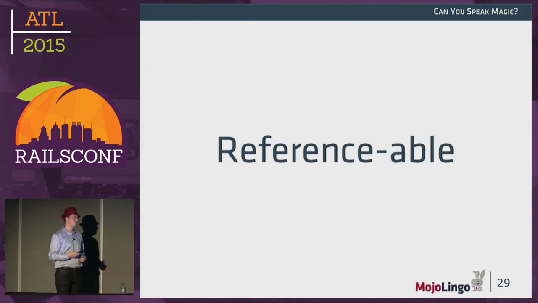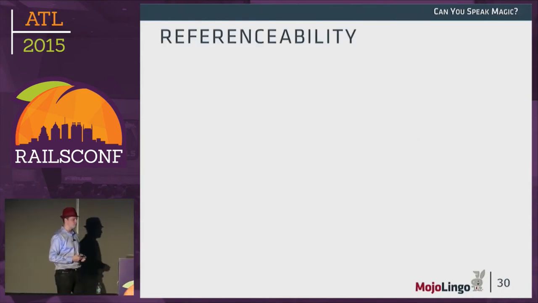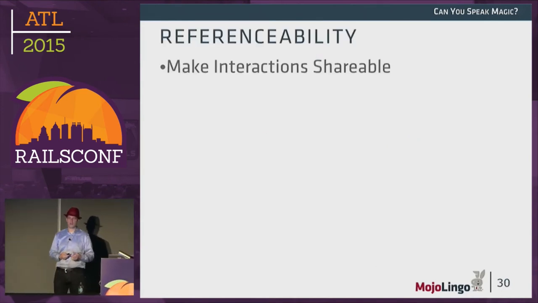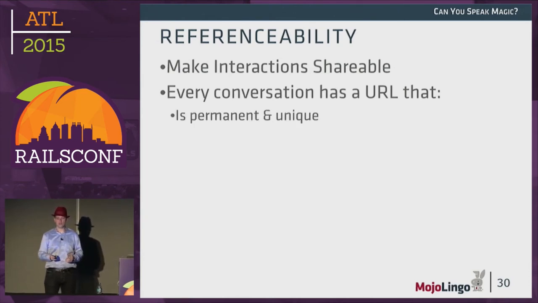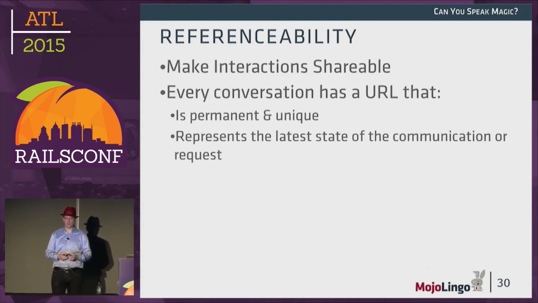And finally, these conversations should be referenceable. Referenceability is, I think, all about sharing. Every conversation, in my mind, should have a URL. This is an easy thing to do. We deal with resources and objects all day long, right? So every conversation has a URL that is permanent and unique. It represents the latest state of the communication request.